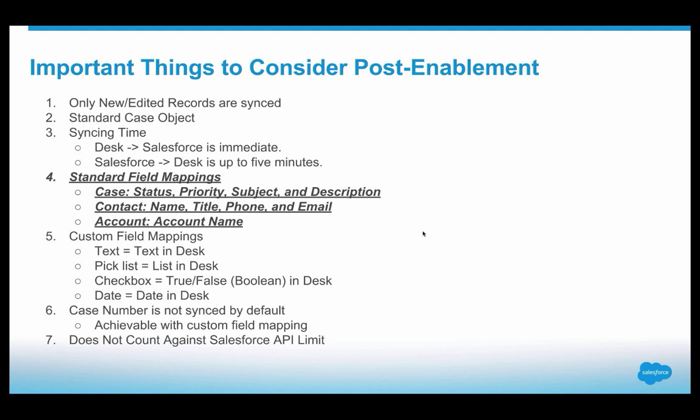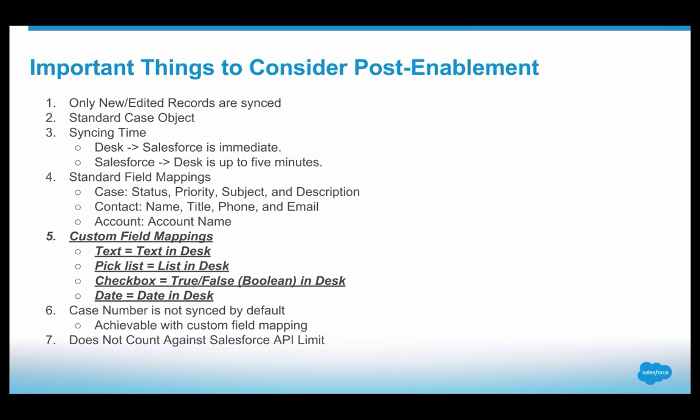Here are the standard field mappings per object. So when we enable Desk Connect for cases, you'll be able to map the status, priority, subject, and description without any additional setup. For contacts, it'll be the name, title, phone, and email. And for account, it's the account name. And these are the standard fields that'll get synced, that'll automatically get mapped once we enable Desk Connect. If you want to map your custom fields, here are the 4 data types that we have the ability to sync with. And that's text, pick list, checkbox, and date. Our next point here is that case numbers are not synced by default.